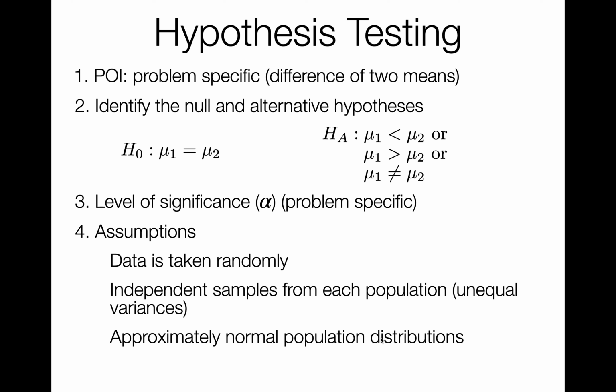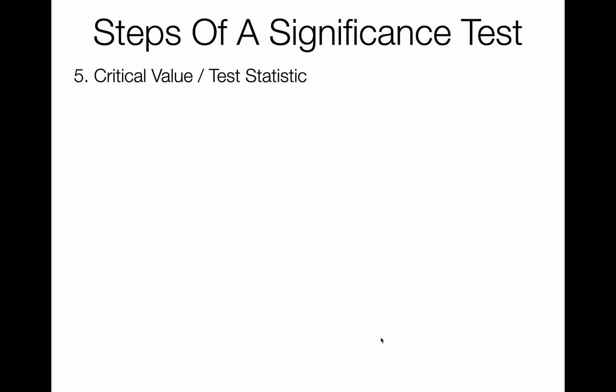Again, none of these right now are really checkable. Can we actually check these assumptions? Not really, but later on we will. I will teach you how to check some of these assumptions. But right now we just have to take them as they are. When we actually get data and not summaries, that's when we can do it. So we'll get to that in just a little bit. So that's the assumptions. Step 5 is the critical value or test statistic.